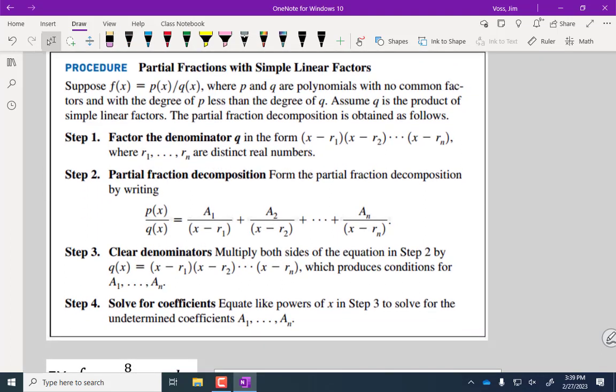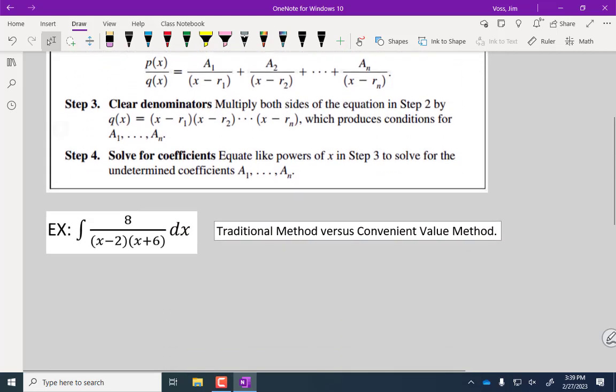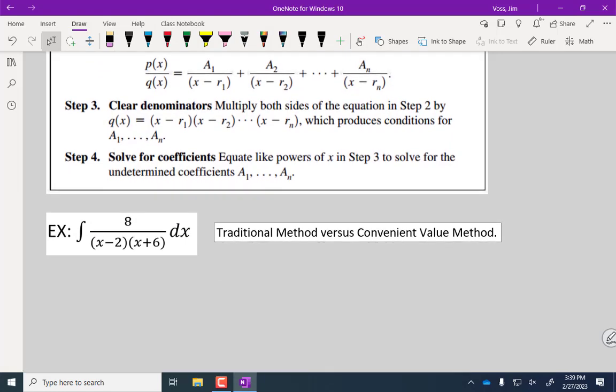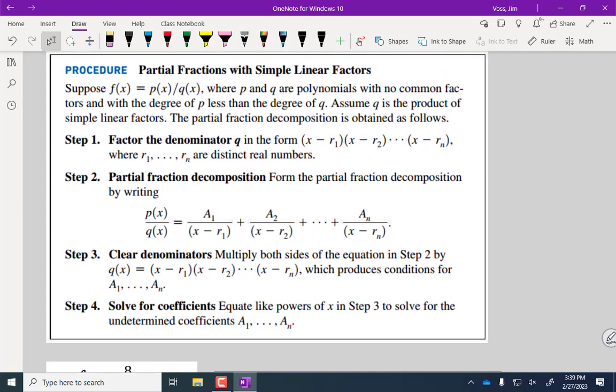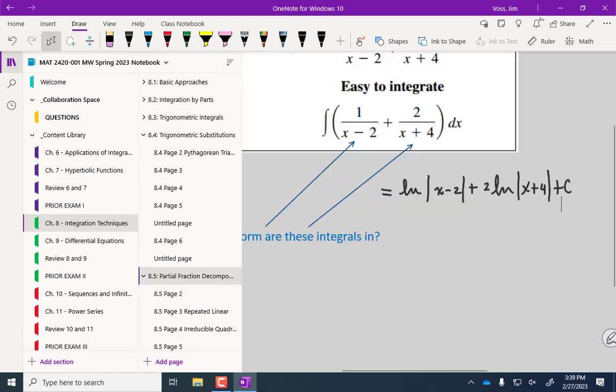I'll let you read that. So that says nothing. All this is saying is that if your denominator factors into a bunch of linear factors, let's go back to the previous slide. I'm going to point one thing out.